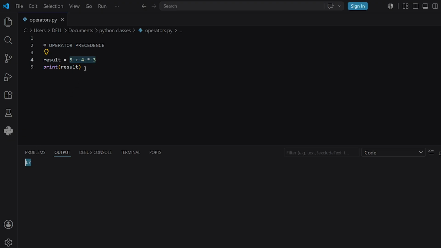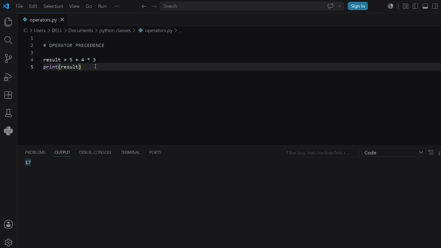The reason for this is because of what we'll call the operator precedence. That is the order in which operators are evaluated. So what really happened is that multiplication took place before the addition. In other words, this operation was executed before the addition. 4 times 3 will give us 12, and 12 plus 5 will give us 17. And this is how we came about with the value 17.